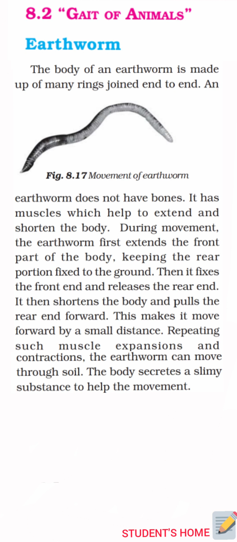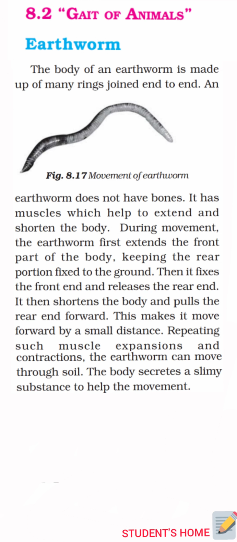So here we will see the movement of different animals starting from earthworm. The body of an earthworm is made up of many rings joined end to end. An earthworm does not have bones. It has muscles which help to extend and shorten the body.